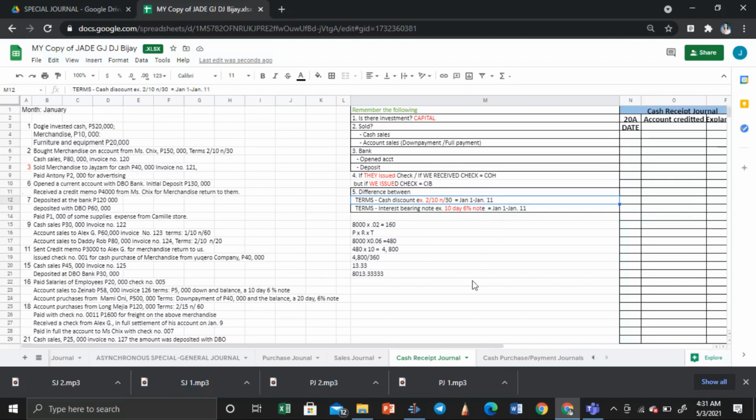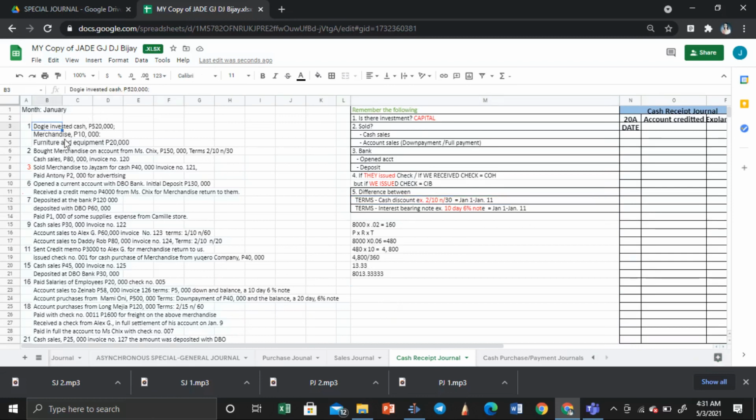Yung iba kasing ginagawa, January 1 may utang, nagka-terms ng January 1, January 1 din nag-i-start ng bilang. So, hanggang January 10 lang nila binabalid yung 10 days. Pero hindi. Sa atin, okay, January 1 ka nangutang, January 2 start ng bilang. Okay? So, now let's proceed na po.